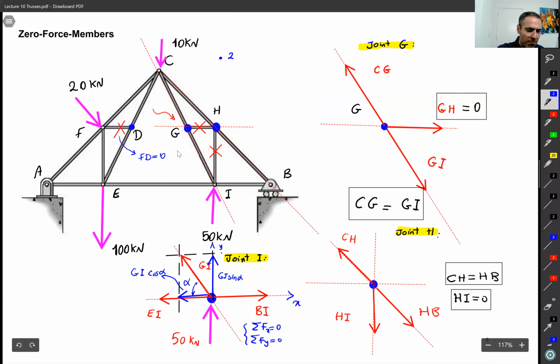So 3 members connected. If there are 4, forget it, there's not going to be any 0 force members. So 3 members, first of all, 2 of them in one line or collinear.